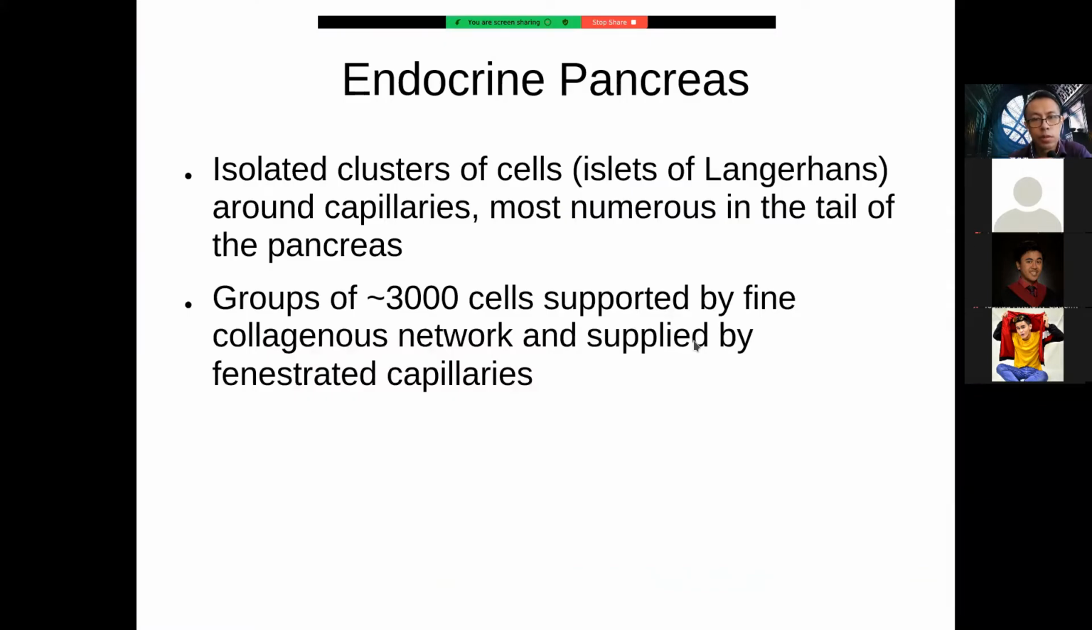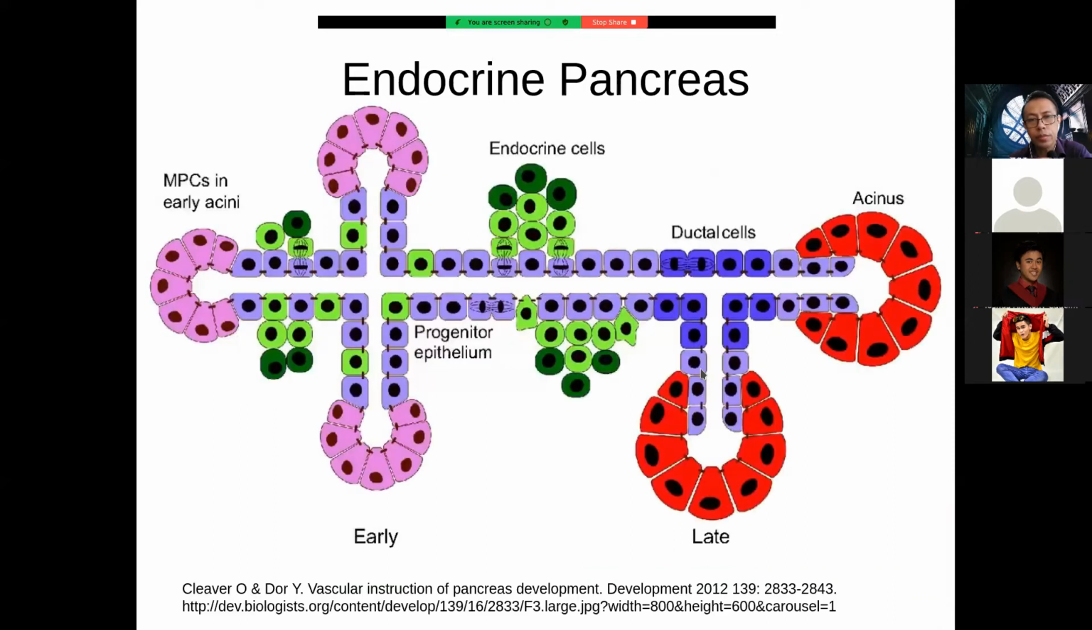So each of those clusters or islets would have around 3,000 cells and a lot of capillaries. And that's the slide I showed you earlier about the embryology of the development of those endocrine islets.